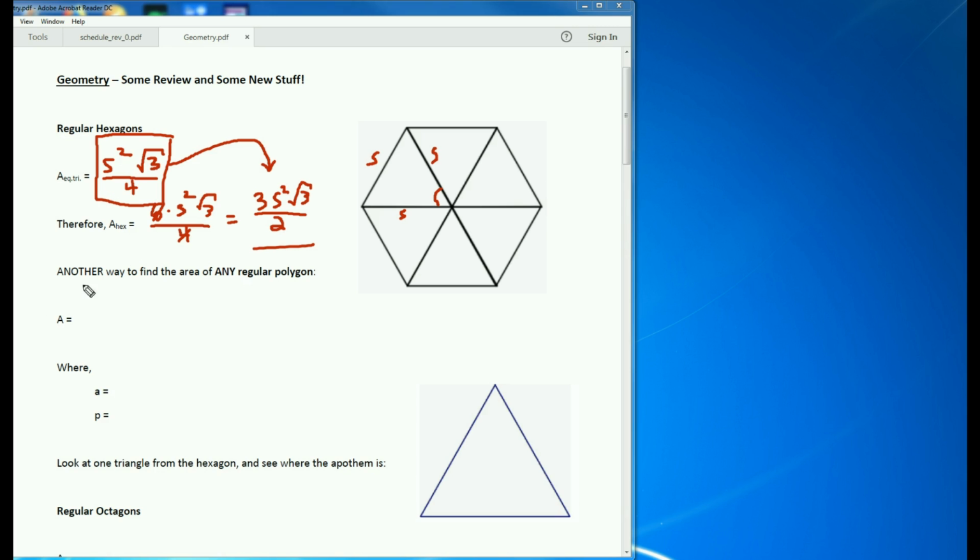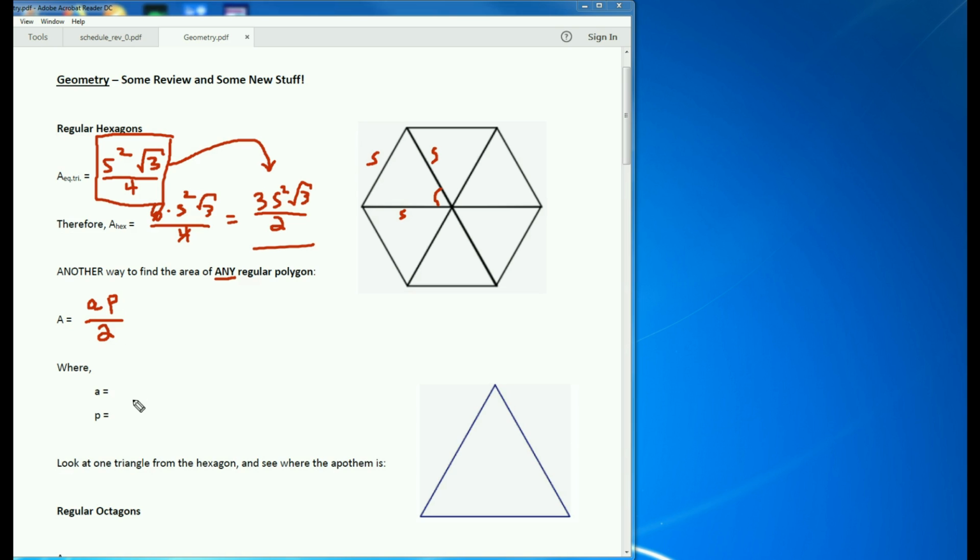Okay. Now, another way to find the area of any regular polygon. And so, yeah, we're just talking about regular polygons here, not irregular ones. Okay, so this new way, and I don't know that we really talked about this last year, upperclassmen, I don't know if you're familiar with this or not. Area equals A times P divided by 2. Okay, so this is a really good thing to know. So what are these things?